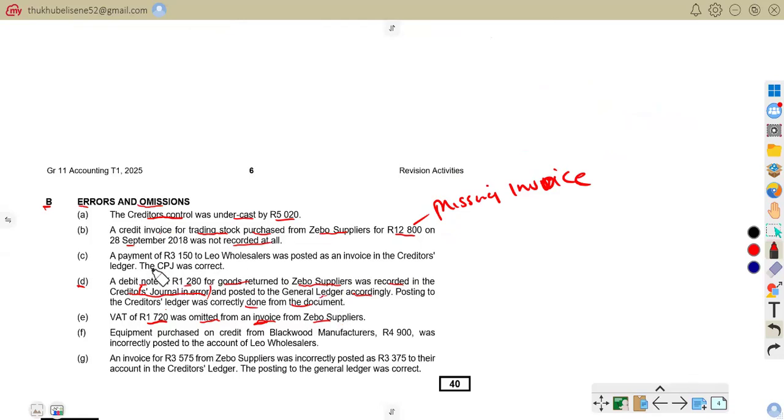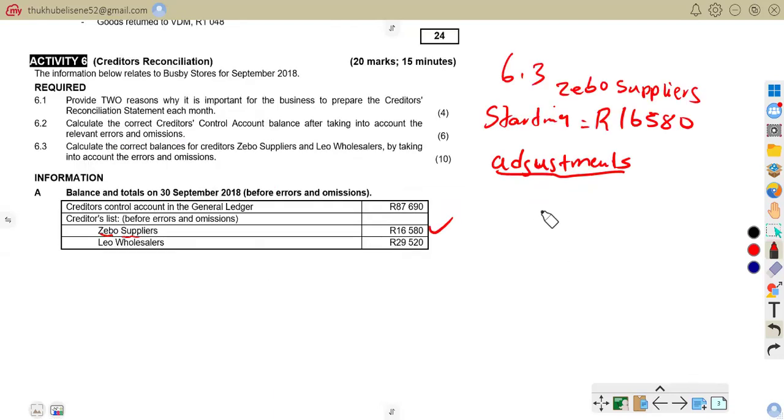So you can see the B do affect what? A Zebo supplier. Here it talks about Zebo supply. It says a credit invoice for credit stock purchase from Zebo suppliers for 12,800 on 20 September was not recorded at all. So what we are going to do is make sure that this is recorded. So for that matter, we are going to say B, let's show that is B, missing invoice. So it means this was a missing invoice, and then we are to make sure that you're going to add it back.